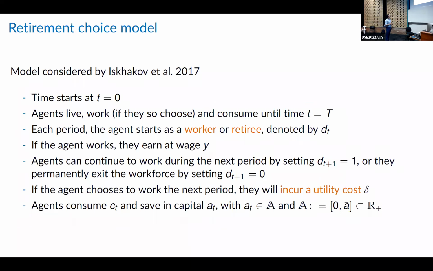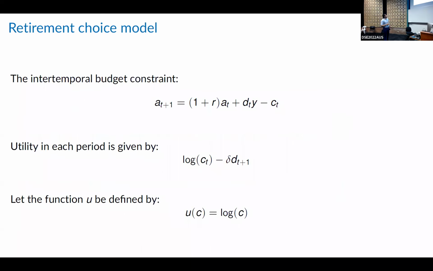Okay? If they work, they earn a wage Y_t. They can also save the wage into a liquid asset and earn an interest rate R, and they consume each period. If they don't work, they've just got the liquid assets that they have to live on for the rest of their life. And the work choice incurs a fixed utility cost delta. And you make the work choice today about whether or not you're going to work next period. And if you make the work choice, it's a discrete choice, you get hit by this delta term, right?